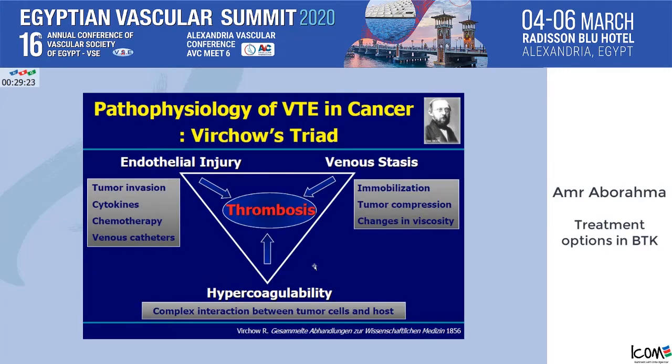We all know the Virchow triad, and by applying the Virchow triad to cancer patients, we can find endothelial injury that could occur due to tumor invasion, chemotherapy, or venous catheter. Also, venous stasis occurs with immobilization, tumor compression, and changes in viscosity. And of course, cancer patients have hypercoagulability.